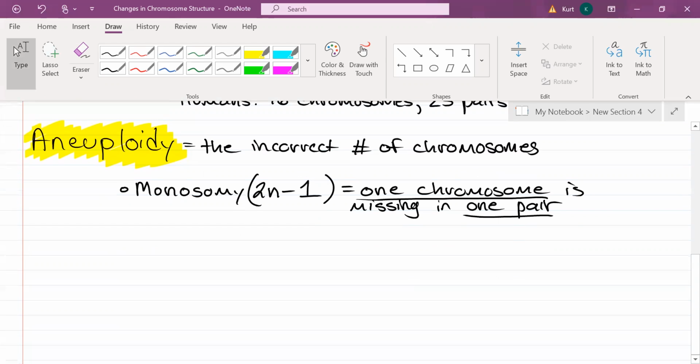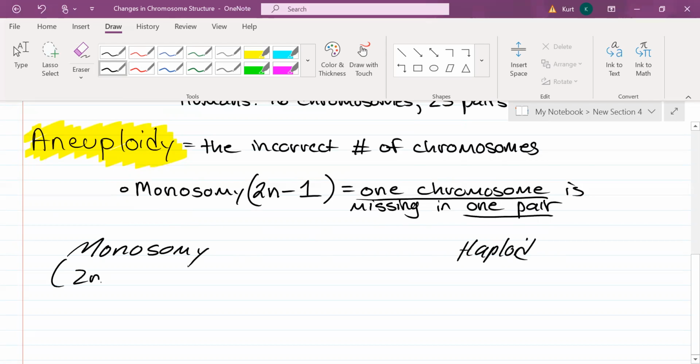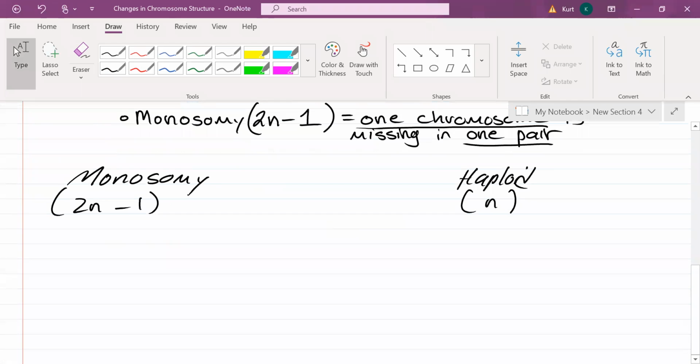Now, the next thing I'm going to be sure you guys are very aware of, because sometimes your brain likes to take you the wrong way. I want to be sure you all know the difference between monosomy and haploid. Monosomy is 2n minus 1. Haploid is n. So let's see if you can figure out the difference between the 2 of them. I'll give you the definition of one. You try to help me fill out the other.